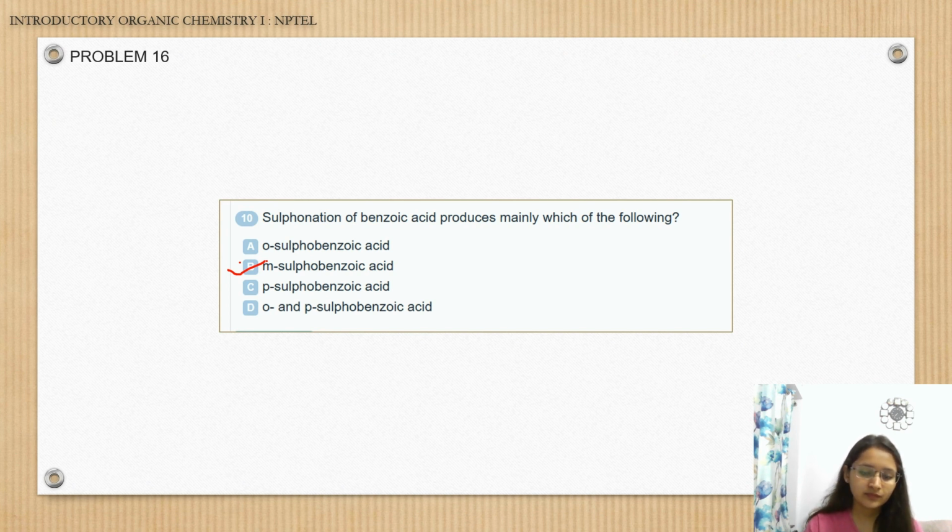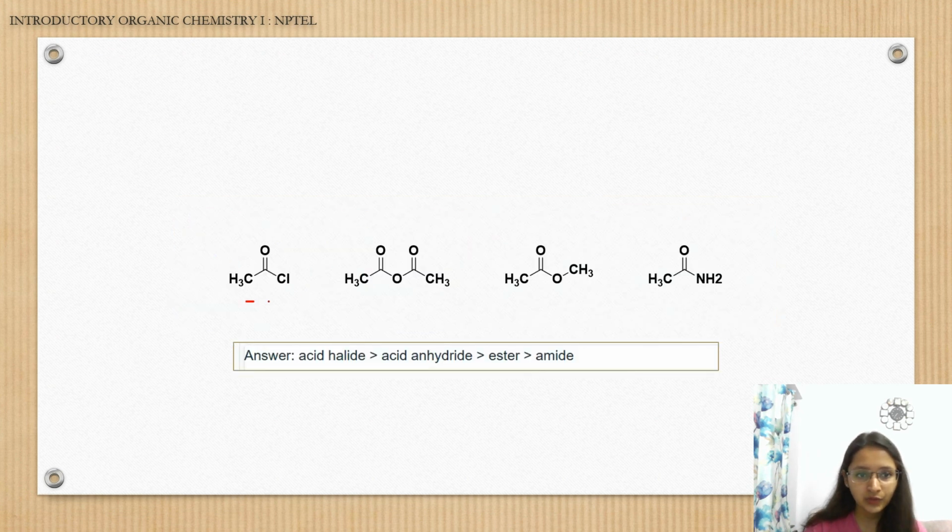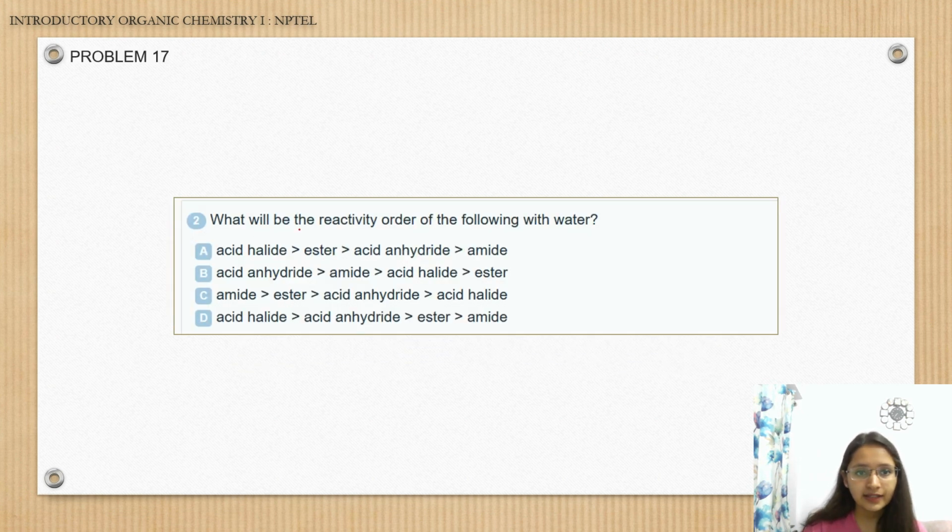Okay, so if it is clear, then I am moving towards problem number 17. So guys, they are asking what will be the reactivity order of the following with water. See, you have water and you have to assign reactivity order for these kind of halides. All of them have the carbonyl group present: acid halide, ester, acid anhydride, acid amide. So all of them have a carbonyl group, and you have to assign the reactivity order with the water molecule.